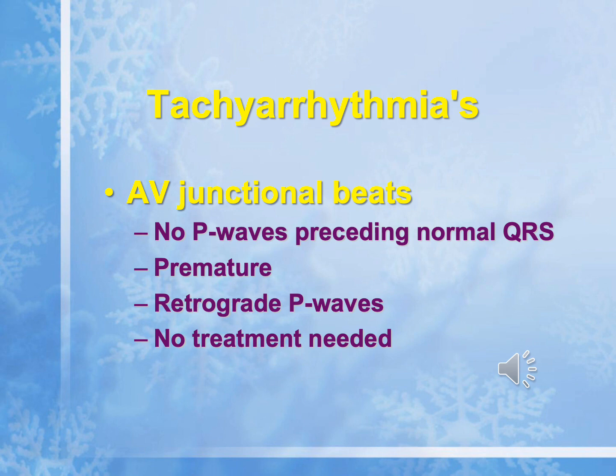Premature beats that originate from the AV node are called AV junctional beats. On the electrocardiogram, the P waves are retrograde and therefore are inverted from their normal morphology. Often there are no P waves preceding what appears to be a normal QRS complex. The beats are premature in the normal sinus rhythm cycle, and no treatment is needed, as these are usually of no great risk.